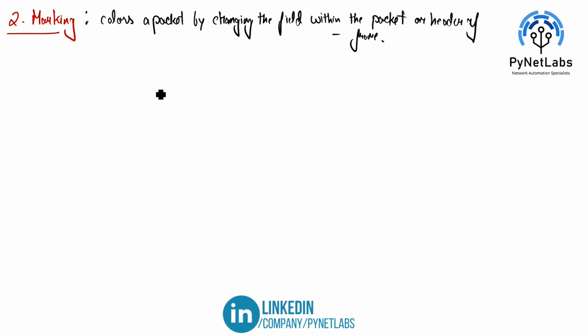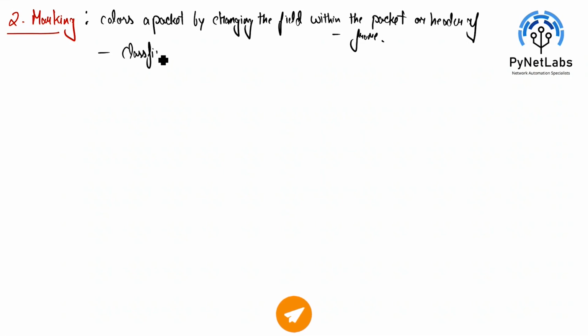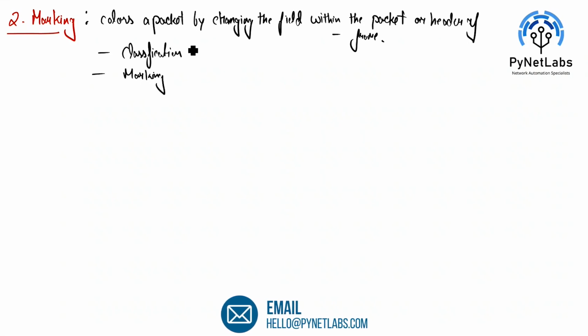To provide customized treatment with minimal impact to network performance, we have three methods. First is classification, where you need to classify the traffic. Then after classification, marking is done, which we have already discussed, like colors. It gives colors to the packet by changing a field of the packet or the header of the frame. And lastly, we have treatment.